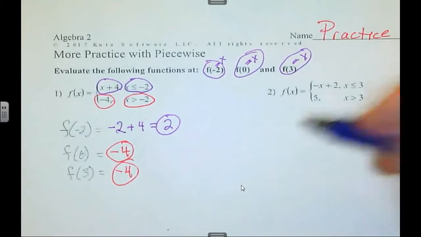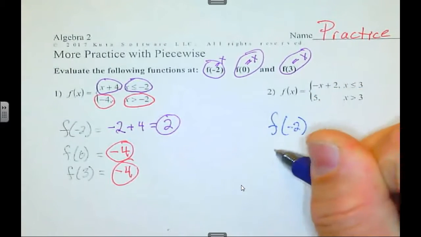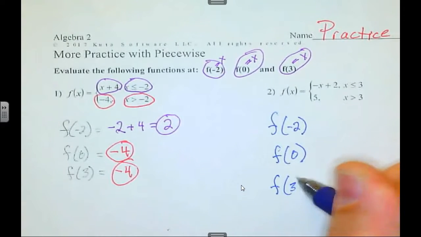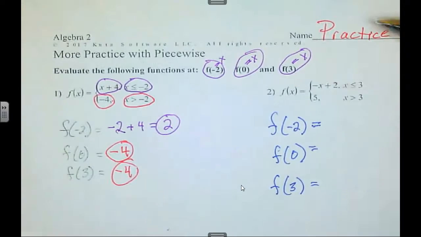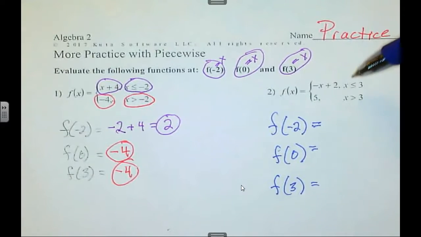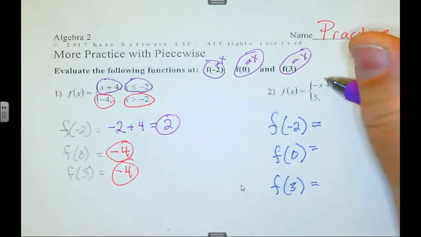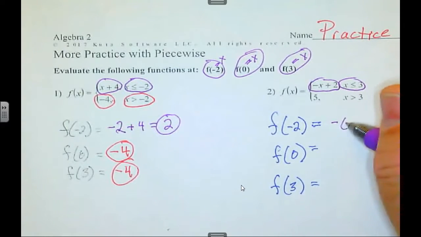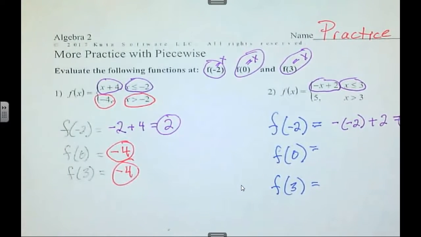Okay, number 2. I have the f of -2, the f of 0, and the f of 3. So I have x equal -2. -2 is less than or equal to 3, so I have to use the top one. So I have -2 plus 2, which equals 0.